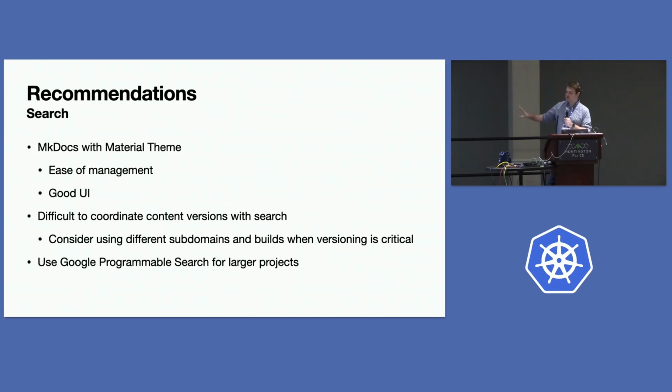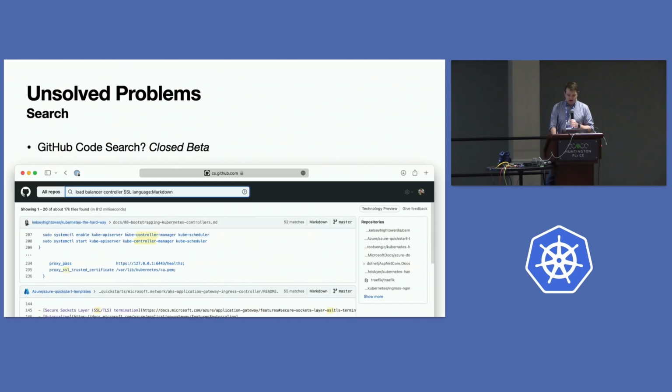So recommendations for search. Again, I was very pleasantly surprised by how well MkDocs handles this. It's easy to manage, the Lunr static index works well, but the static index that Lunr uses gets a bit cumbersome as the project gets very large. That's when you should consider using Google Programmable Search.